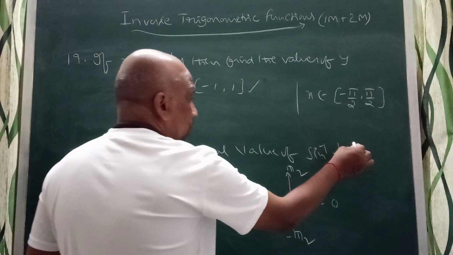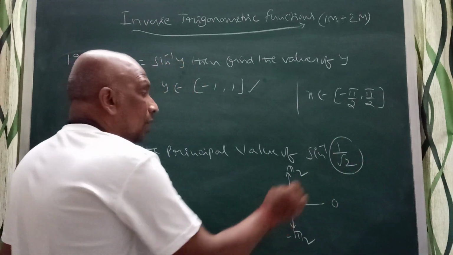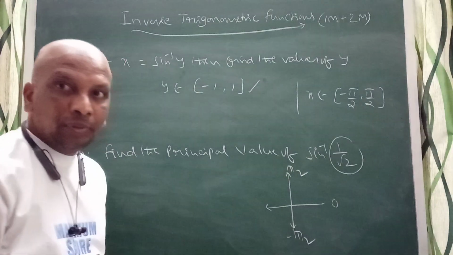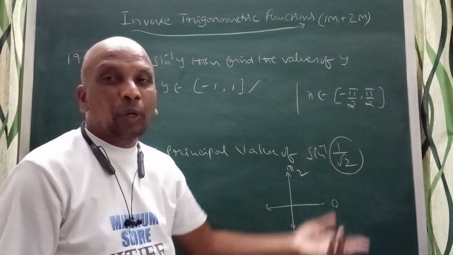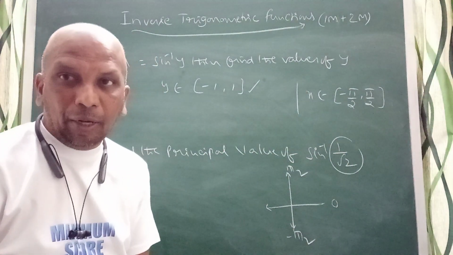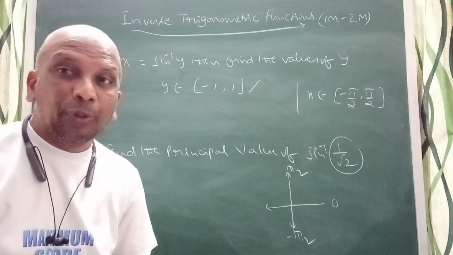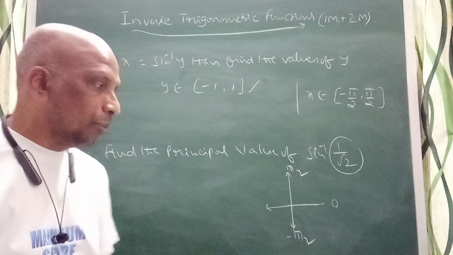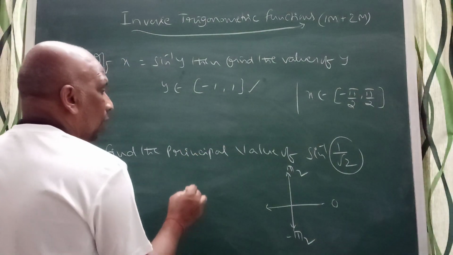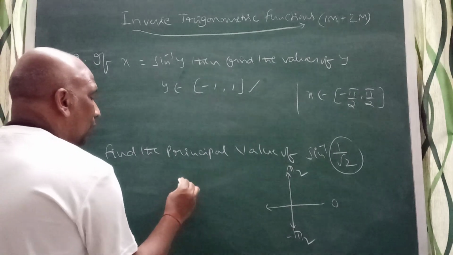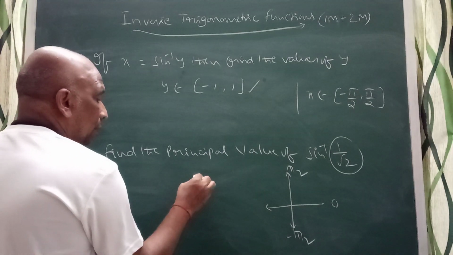When this value is positive, the principal value should lie between 0 to pi by 2. You can check that 1 by root 2 means 45 degrees, pi by 4, right? Sin 45 is 1 by root 2. Sin pi by 4 is 1 by root 2. So the principal value of this one, the required answer, I can write pi by 4.